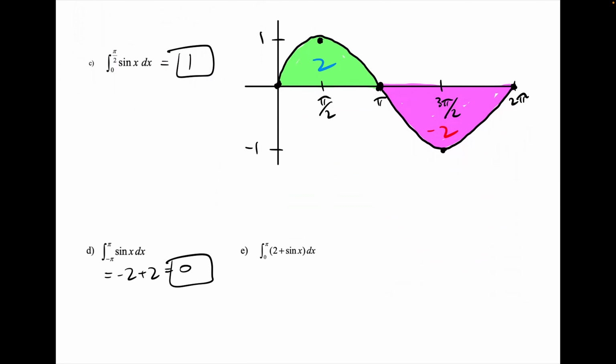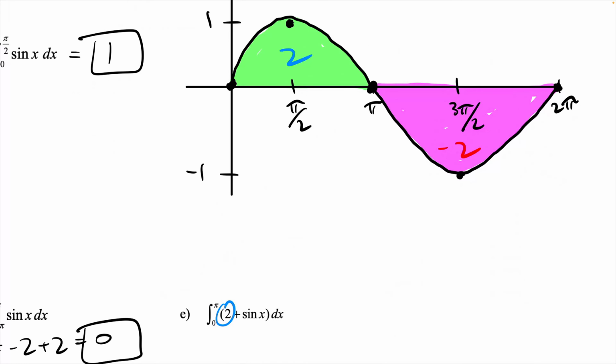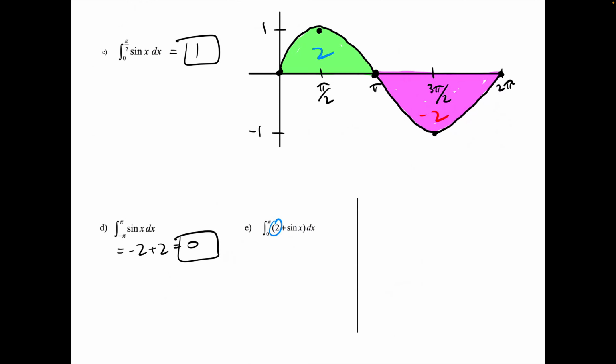E, 0 to pi. Okay, so I know it's 0 to pi, so I know it's the green. So is the answer going to be 2? No. Because it's got that 2 here, right? What does that guy do to that guy? It moves the starting point up. There you go. It moves every dot up 2 units. So this is what it's going to look like. Very similar, but just a little different.